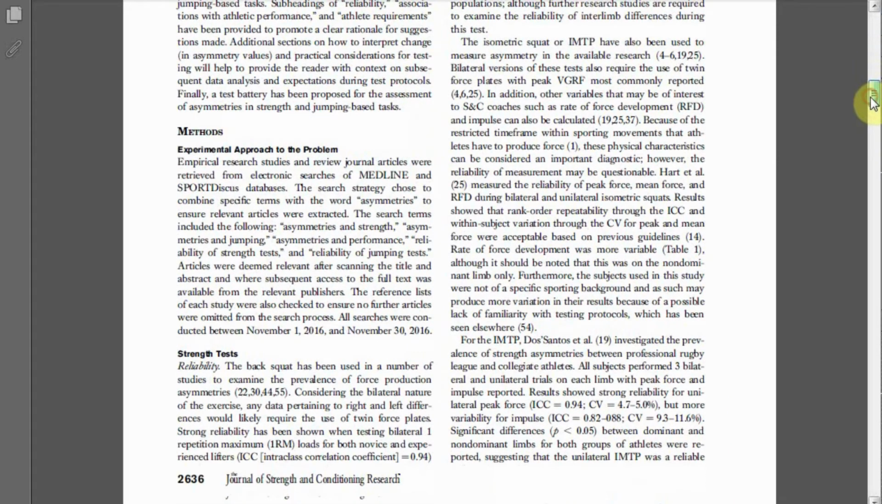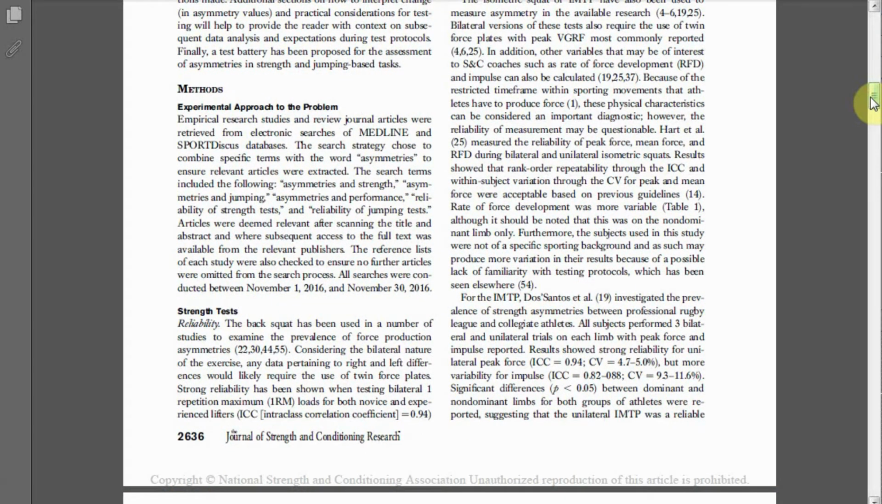So we focused on strength tests first, and we had three key factors that we wanted to investigate. The first one being reliability. Now, of course, we can quantify strength from a whole range of tests, such as the back squat, isometric mid-thigh pull, iso squat, or even isokinetic dynamometry.